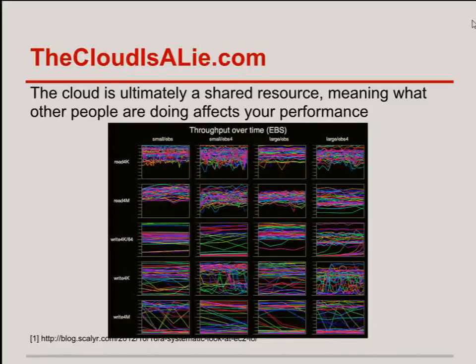The graph is still a little small, but basically this is the throughput they got from EBS. And as you can see, rather than a nice steady line, they're just all over the place. Although on some tests, on some instances, you know, this instance did very well, right? It's a nice straight line. But this one, it was just all over the place because what other people are doing is affecting what you're doing, because it's not your own system.